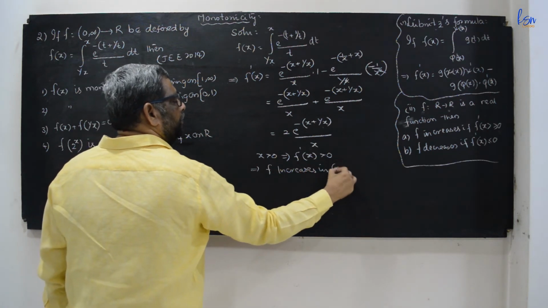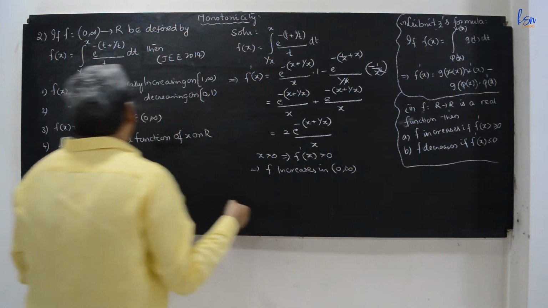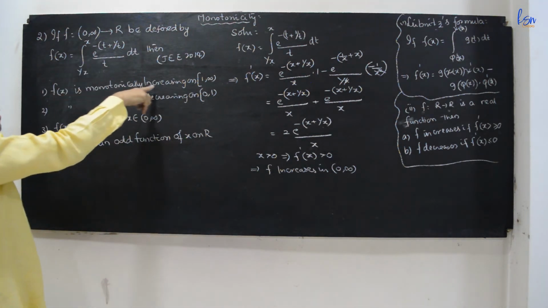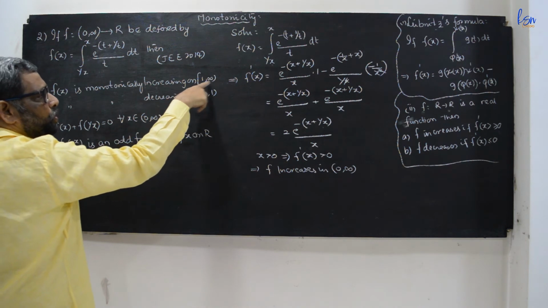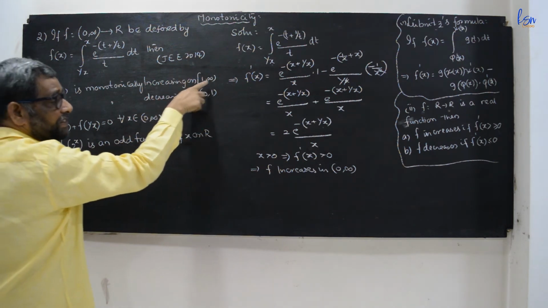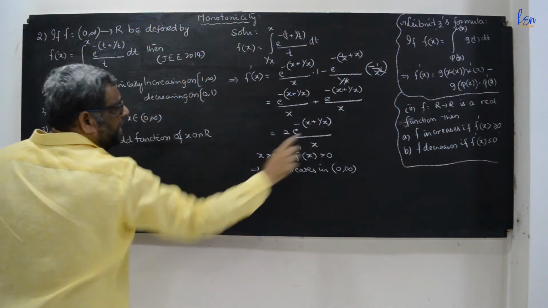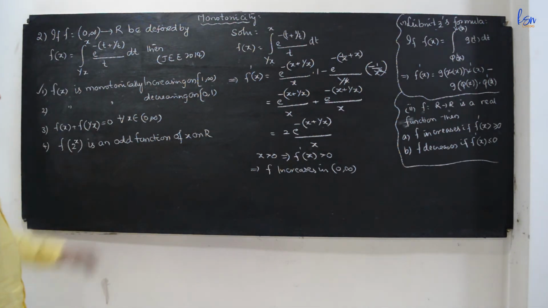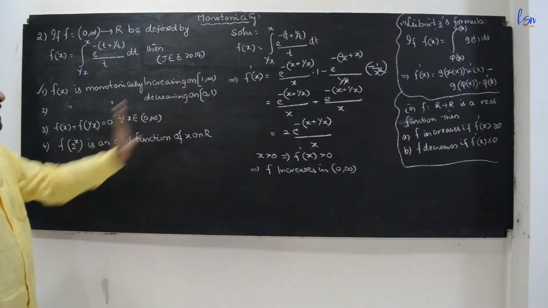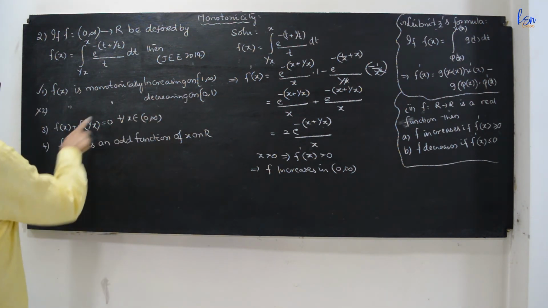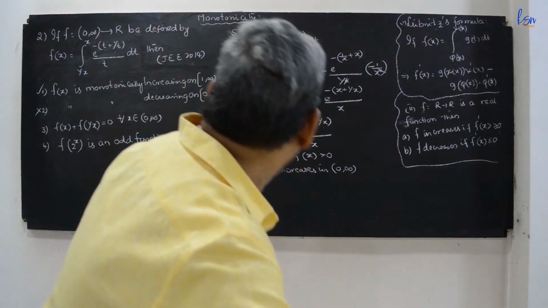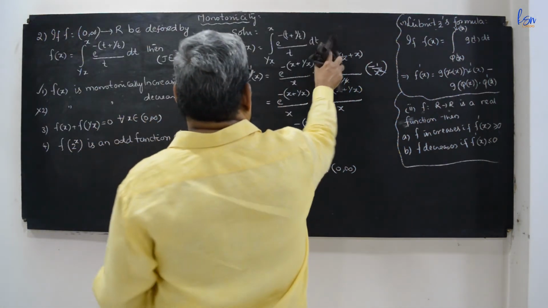in 0 comma infinity. Here in the first option it is given that fx is monotonically increasing on closed 1 comma infinity. Since 1 comma infinity is a subset of 0 comma infinity, we can consider this option. Now here fx is decreasing on, so this is wrong. We will verify these two conditions. Now here for the third option, we will go for this.